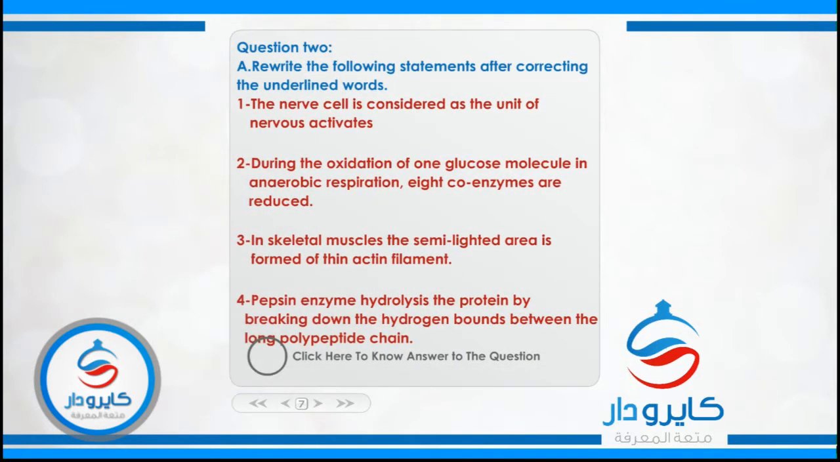Question 2. Rewrite the following statement after correcting the underlined words. The nerve cell is considered as the unit of nerve activity. The line is under the nerve cell. The nerve cell is not right. The correction is the reflex action. The reflex action is considered as the unit of nerve activity, but we understand that the nerve cell is the building unit of the nerve tissue.